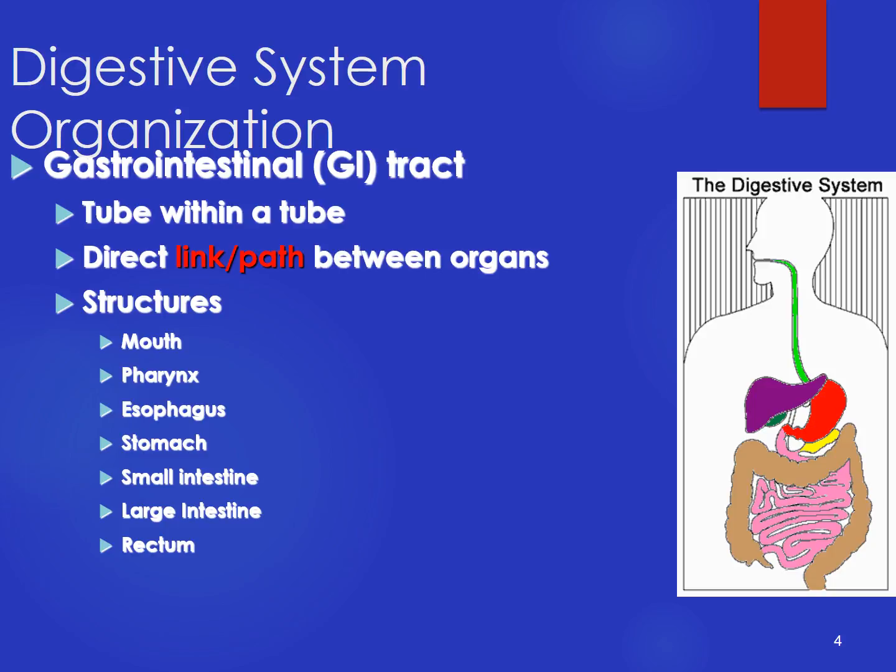The digestive system is organized into the gastrointestinal tract, which includes the tube, a direct path between organs and structures like the mouth, pharynx, esophagus, stomach, small intestine, large intestine, and the rectum.